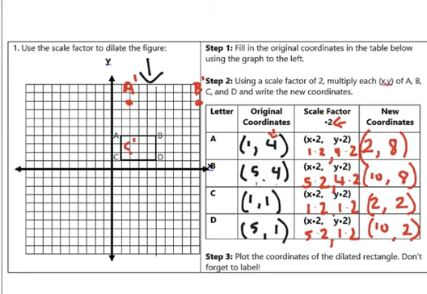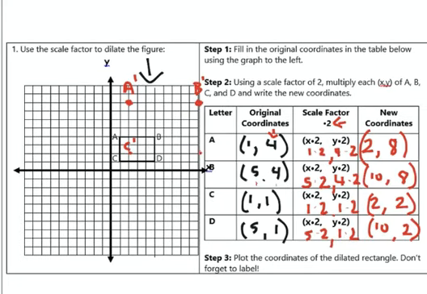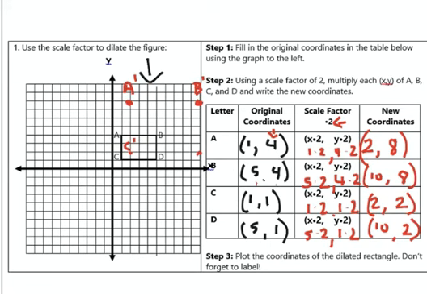And finally D, which was 10, 2. So that should be right across from the C. And label that one D prime. If you connect the dots of your rectangle, you should get a dilated or enlarged rectangle of the original image.